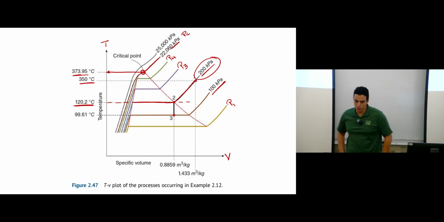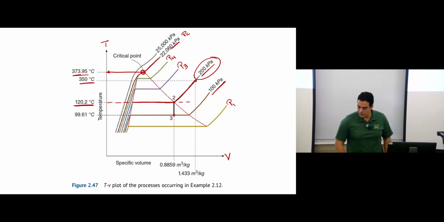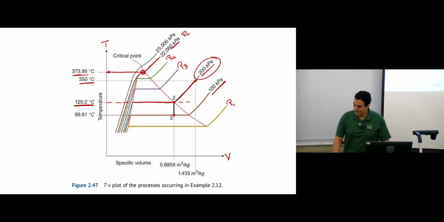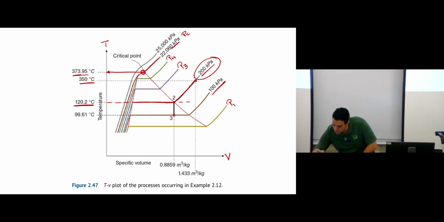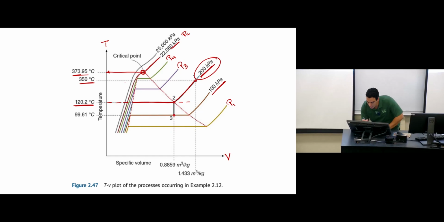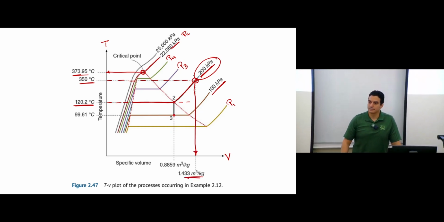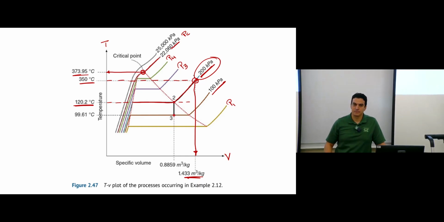What is the volume of vapor at 200 kilopascal and 350 Celsius? 200 kilopascal, 350 Celsius. What is the volume? 1.443. So this is 200 kilopascal. This is 350 Celsius. They intersect here. So here you go down, and this is the specific volume you have. Clear? Any questions?